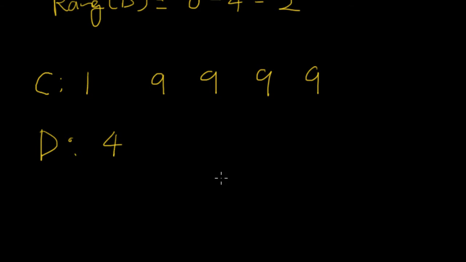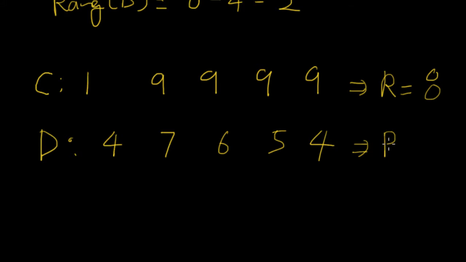Let me just redo it. 4, say 7, 6, 5, 4. All right. What would be the range for this? Range for this would be 9, the biggest number, minus 1, which is 8. What about range for this set? Biggest number is 7, smallest number is 4. So 7 minus 4, 3. So it looks like this has a larger range and this is a smaller range.